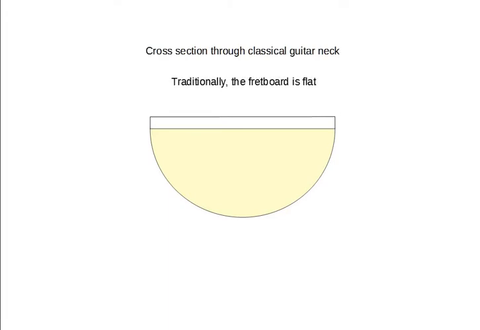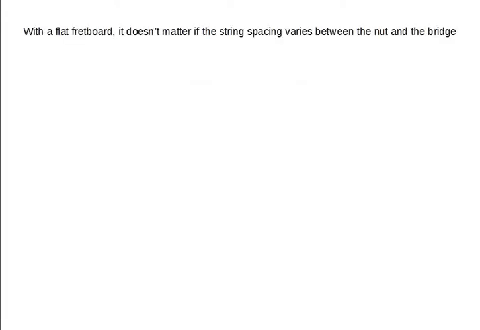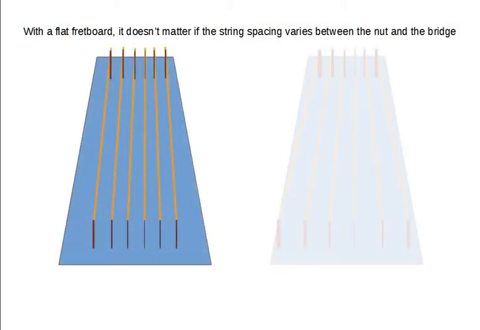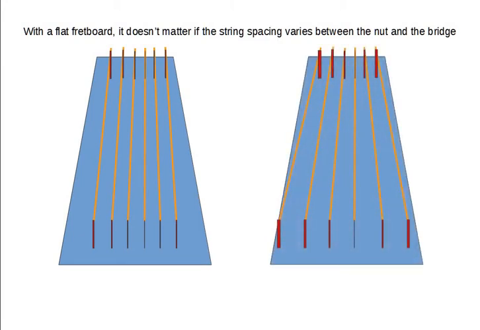This is a cross-section through a traditional classical guitar neck. As you can see, the fretboard is flat. This makes building the guitar relatively simple for two reasons. Firstly, we can plane the fingerboard flat with no need to carry out any further shaping operations. Secondly, we don't have to worry about the string spacing changing between the nut and the bridge. The distance between the frets and the strings doesn't change.